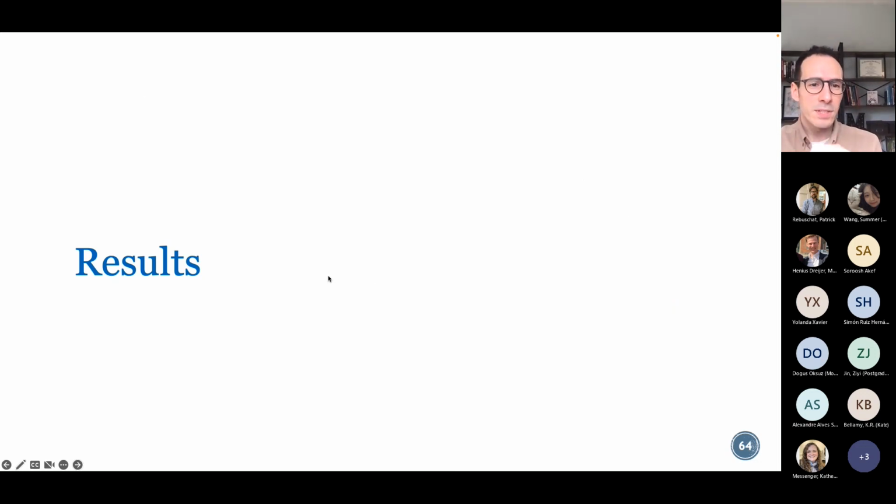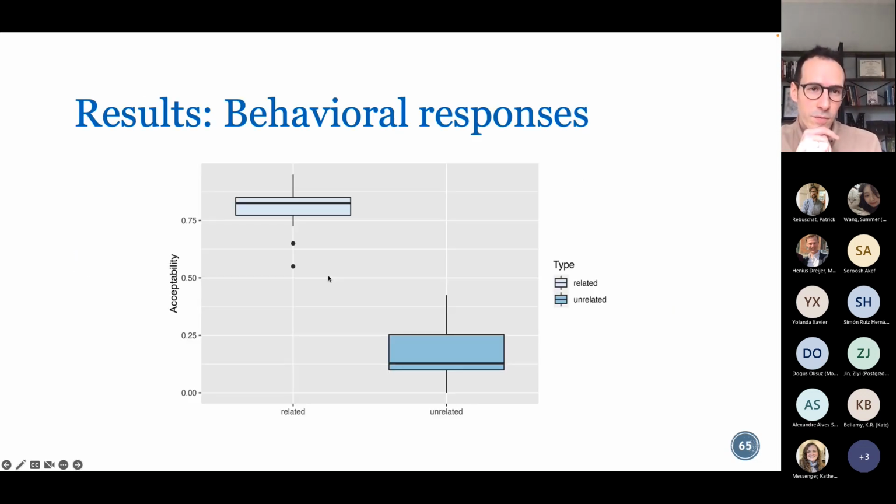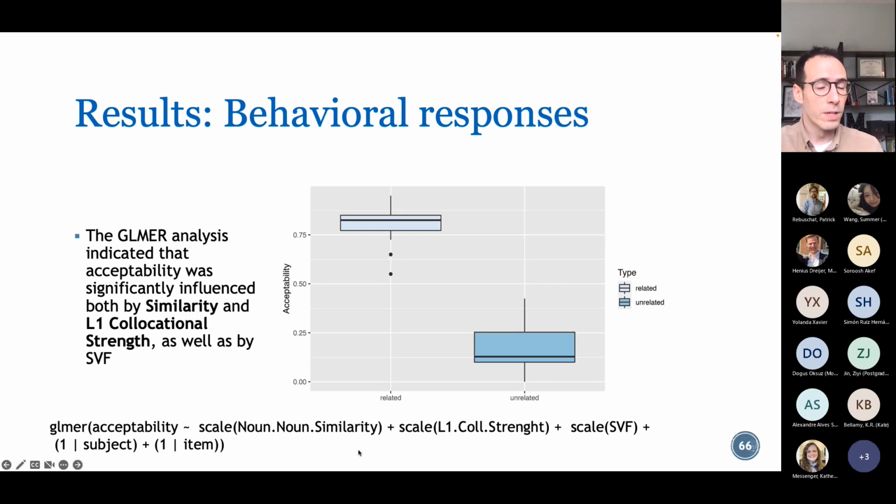Okay, what did the results show? First, in behavior, what the results showed was that they were very well able to tease apart the acceptable and non-acceptable multi-word units that they were just seeing for the first time. What linear mixed regression analysis showed was that in behavioral responses, both measures, both the similarity within language measure and the first language counterpart collocational strength measure, both seem to contribute to these ratings.